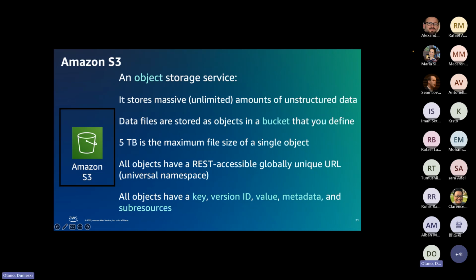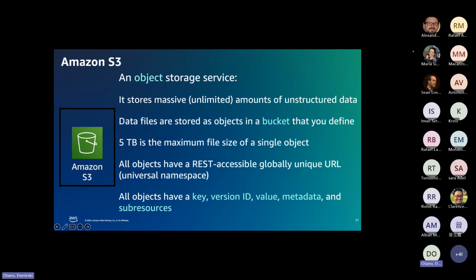So data files are stored as objects, right? That's what we call it. So the file name disappears, and then we call it an object, right? It could be any type of file. It could be an MP4, MP3. It could be a PDF. It could be a TXT file.